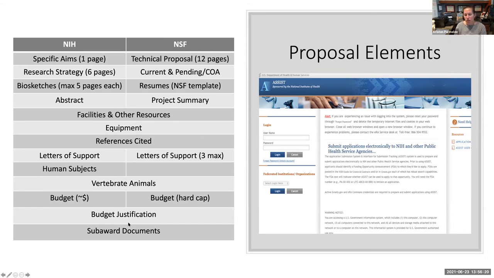Everybody requires a budget justification. And then if you are working with a research partner, you have to have those routed and approved sub-award documents from that university. On the right, you can see this is just a picture of what you're greeted with at NIH's landing page for Assist, which again is their platform for submission, which I highly recommend.